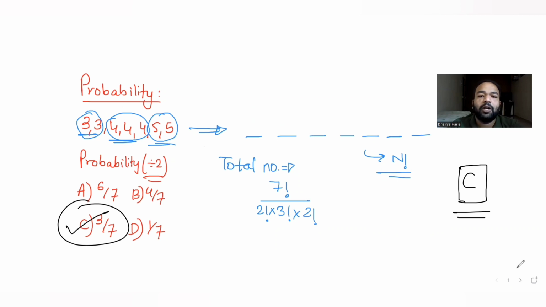I hope you have understood how to solve these types of questions where you need to form a number where repetition of digits also occurs. So you divide by the factorial of that many repeated numbers.